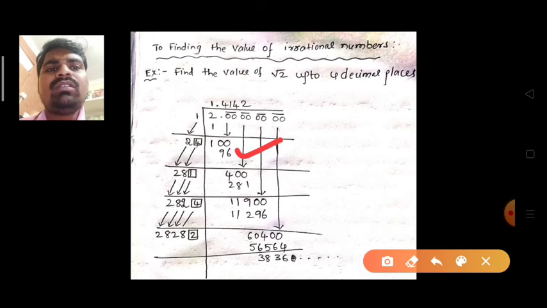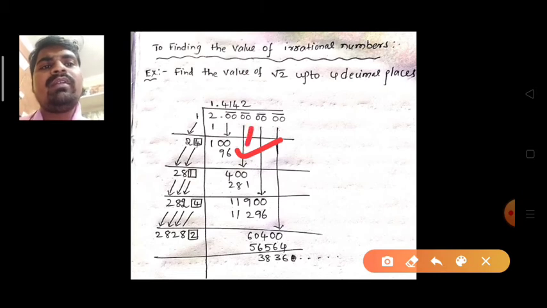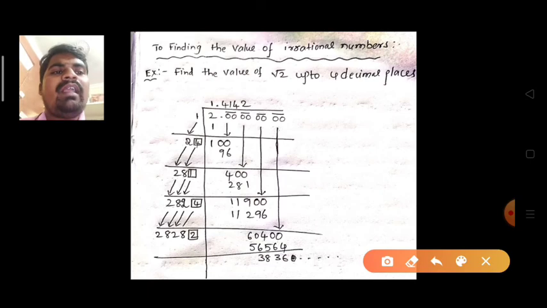So what is the next step? 100 minus 96 is 4. So again you take 2 zeros here, so it becomes 400. It's very simple. Again you concentrate on the divisor. First step to second step I think you understood.